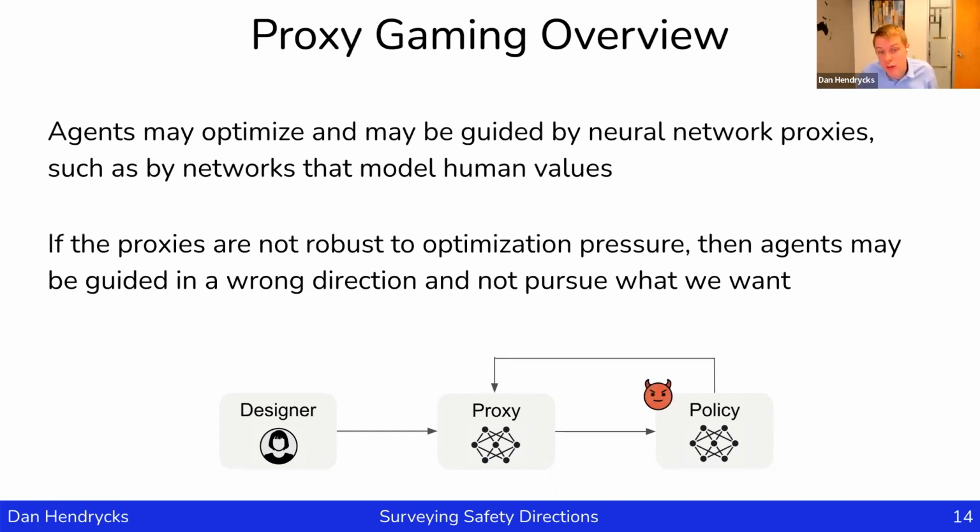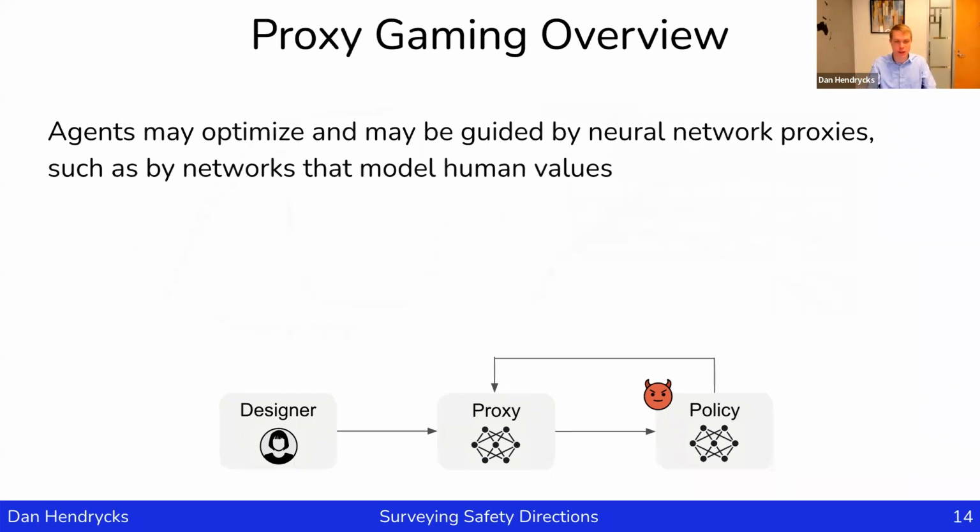But if the proxies are not robust to optimizers and optimization pressure, then agents may be guided in the wrong direction. They're following what the proxy is saying, but the proxy itself has issues, and then the agent goes off the rails, or it finds faults in the proxy and produces bad solutions. So then it doesn't necessarily produce what we want. The policy is optimizing against the proxy, and that's fairly similar to the policy acting adversarially to the proxy. It's trying to find the most simple solution that gives the highest reward, and that usually involves gaming. So that's why it's called proxy gaming.